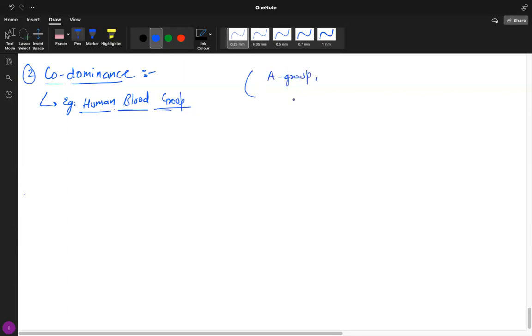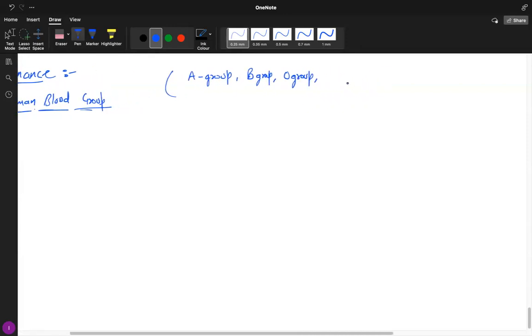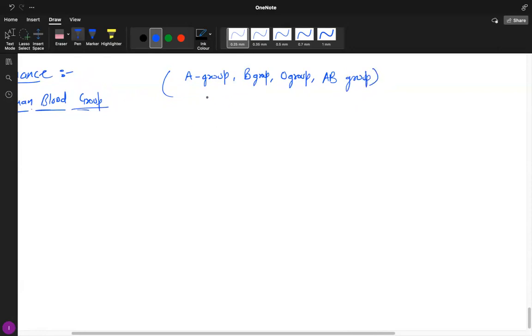Okay, once is A group, then you said there is B group, then there is O group. I should write group, otherwise it looks like positive or negative. O group, and what else? AB blood group. AB group. Okay, so where is codominance here?